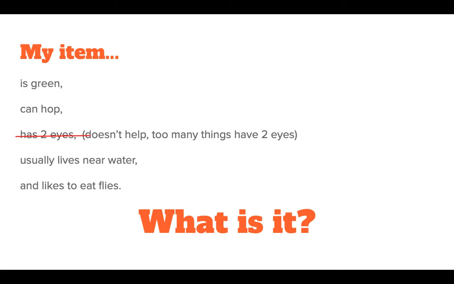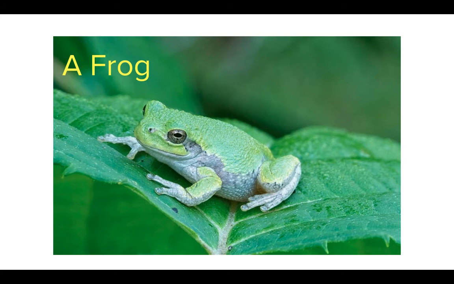So my item is green. It can hop. It usually lives near water and likes to eat flies. What is it? It's a frog. Is that what you guessed? Good job. All right, let's try another one. Let's look at this one.